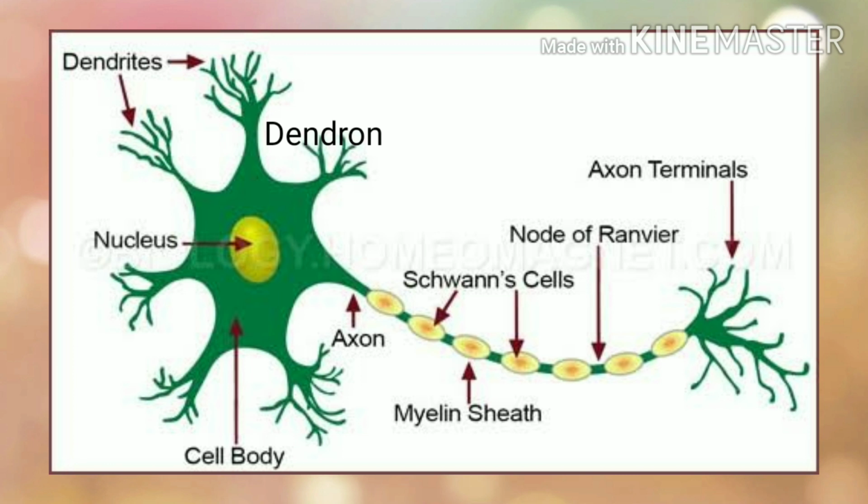First of all, the cell body. The cell body has a nucleus surrounded by cytoplasm. Then the dendron. Here you can notice small fibers that arise from the cell body. Those small fibers are called dendrons.